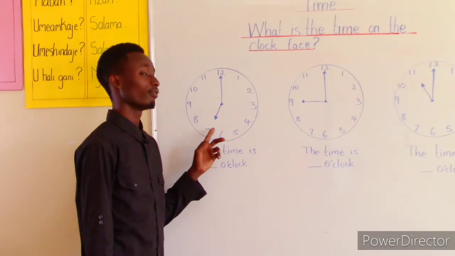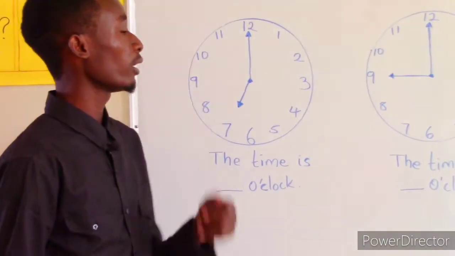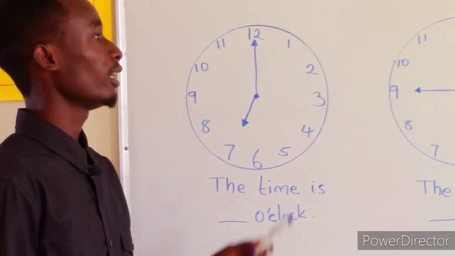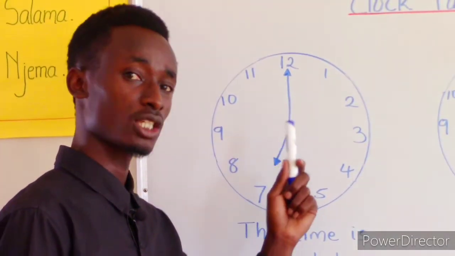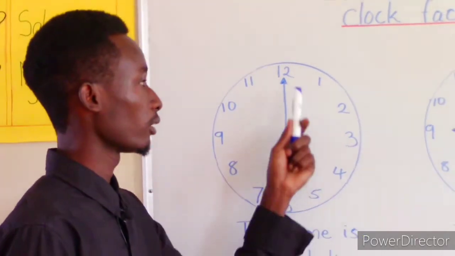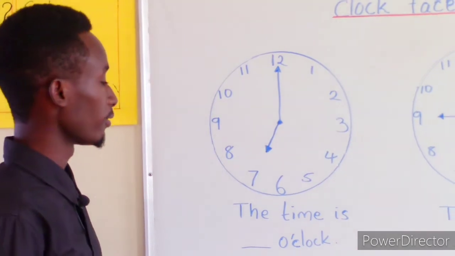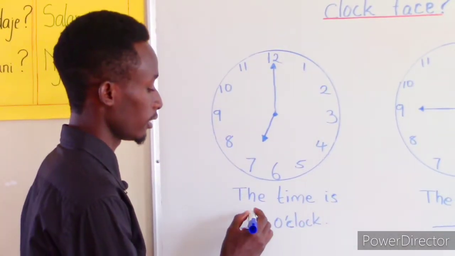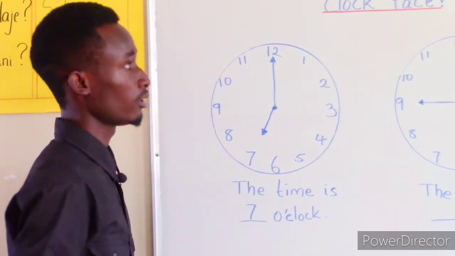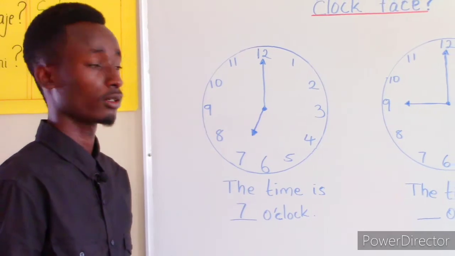The time is 7 o'clock, because all our long hands are already pointing at 12. And we say when the long hand is pointing at 12, we say the time is dash o'clock. O'clock, already the hand is at 12. Therefore, the first clock face here is showing 7 o'clock. So what is the time on the clock face? The time is 7 o'clock.